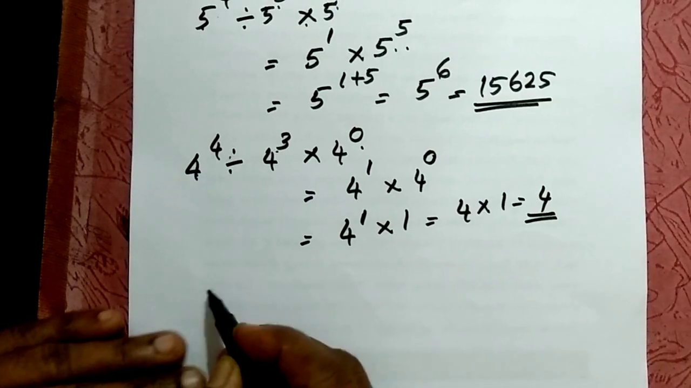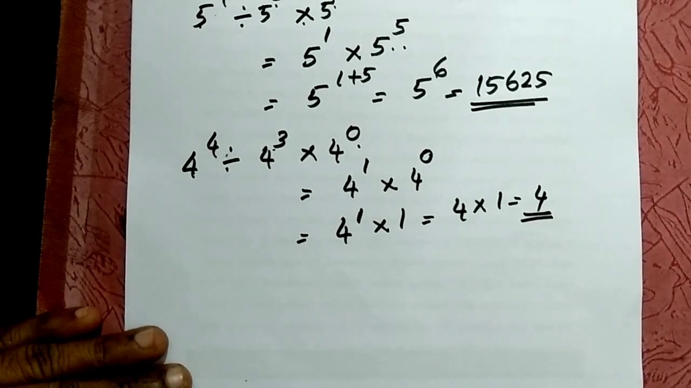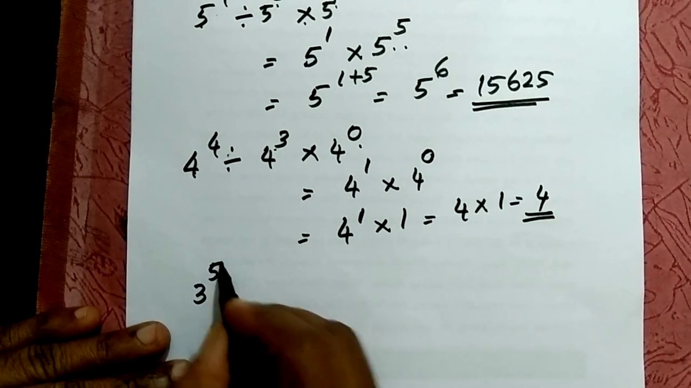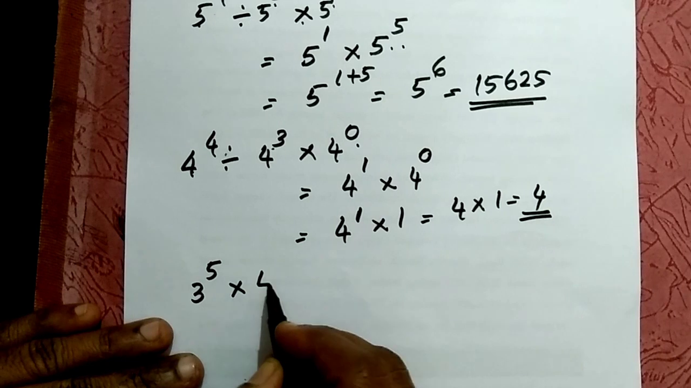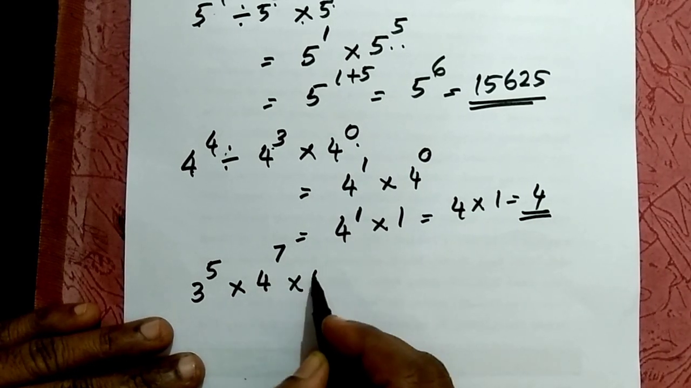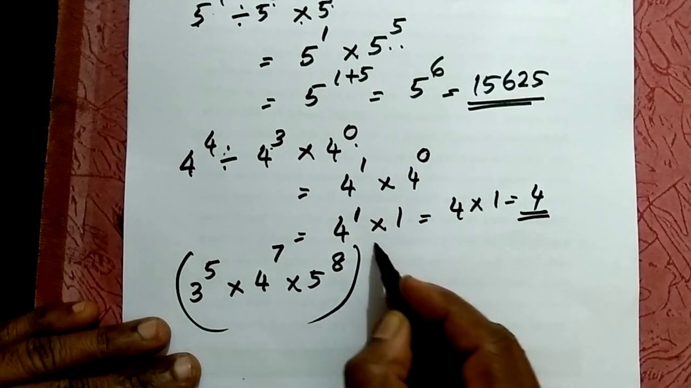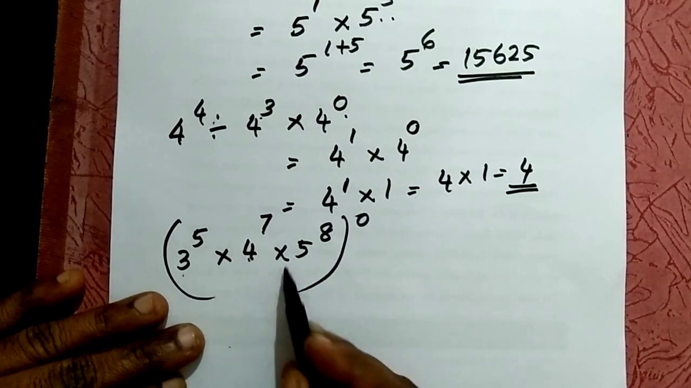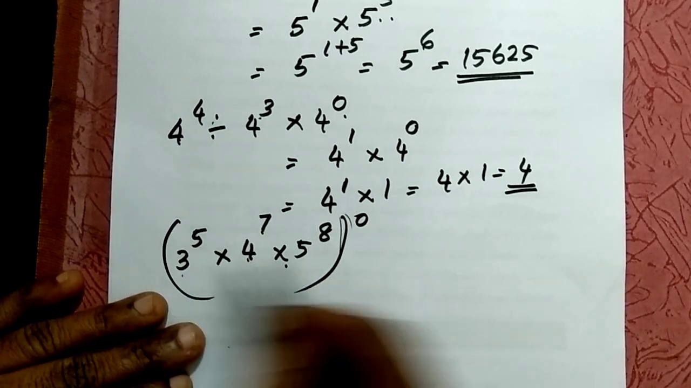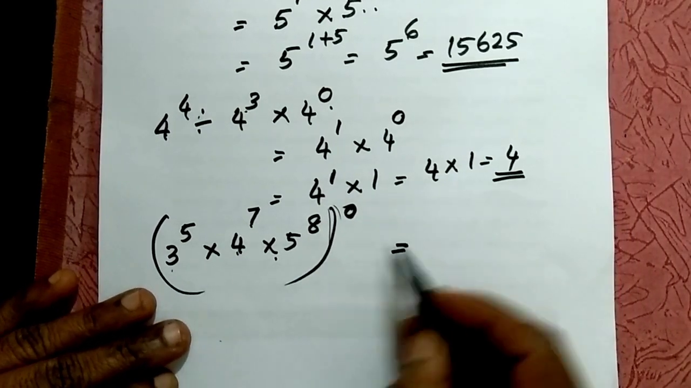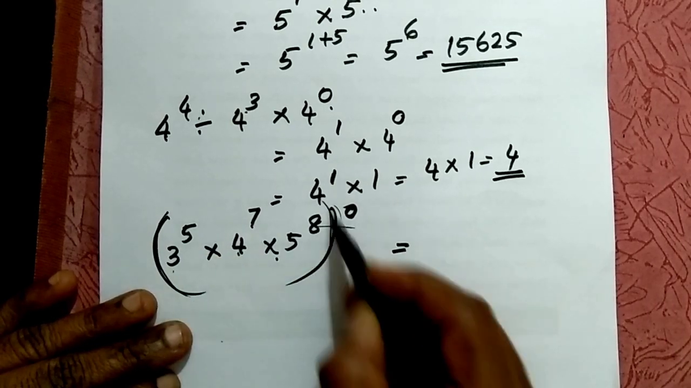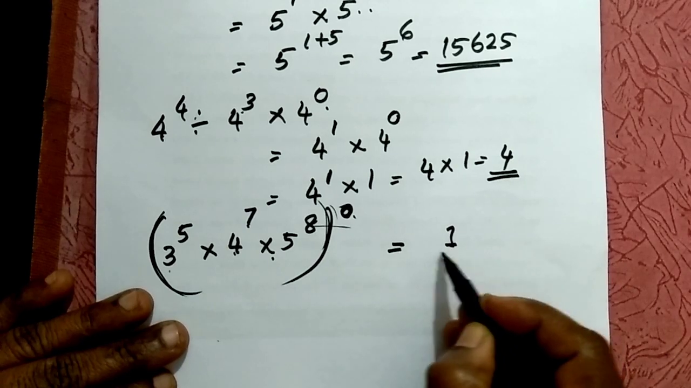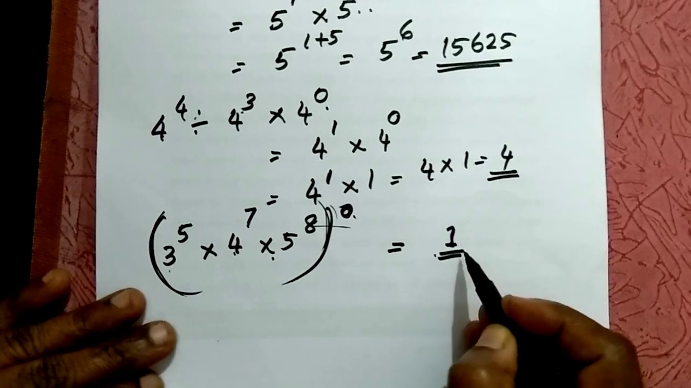Okay. Then next. 3 raised to 5 into 4 raised to 7 into 5 raised to 8, whole to the power 0. What will be the answer? This whole raised to 0. So any number whole raised to 0, that will be 0. Sorry, 1. Answer is 1. Okay.